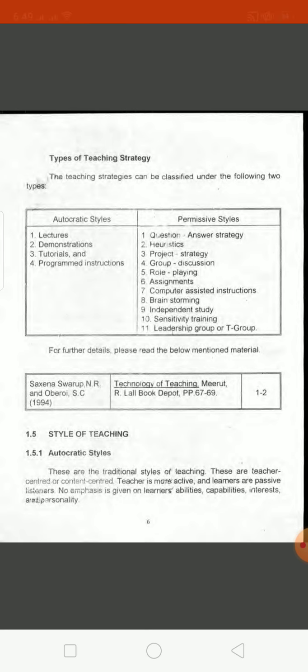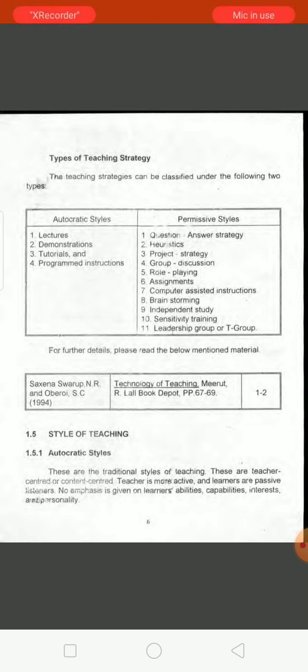Seven is computer assisted instructions. That is the use of AV aids in the class, just like we are using these AV aids right now. Number 8 is brainstorming. Brainstorming is basically where you force the students to think about a specific topic. They will relate to their previous information, and there will be a storm of ideas in their brain. It's just like a warm up activity as well.